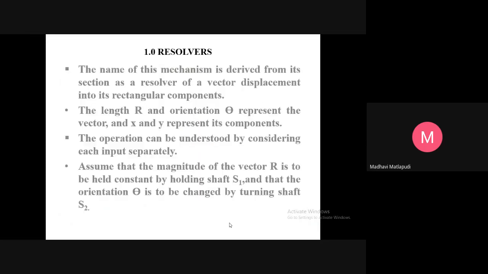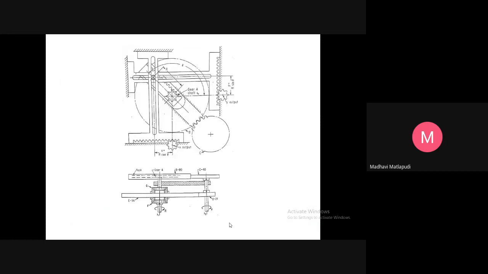Resolvers. The name of this mechanism is derived from the section as a resolver of a vector displacement into its rectangular components. Let us understand the mechanism with the schematic sketch. This mechanism comprises of gear and pinions, rack and pinion, slotted linkages of transmission type. Now, coming to the working principle of this particular mechanism.